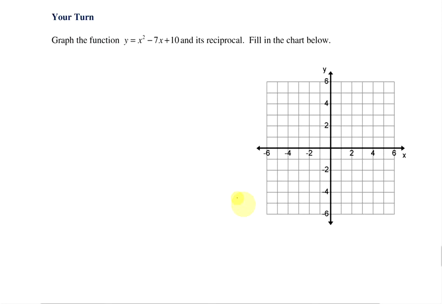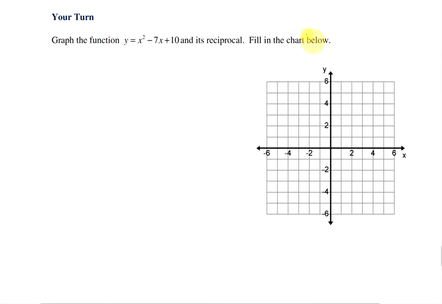So the next question is a your turn one. If you would like to try it on your own, then pause the video and have a go at it. And we are going to graph an original function of y equals x squared minus 7x plus 10 and its reciprocal, and then fill out the chart, which is at the bottom of your page.